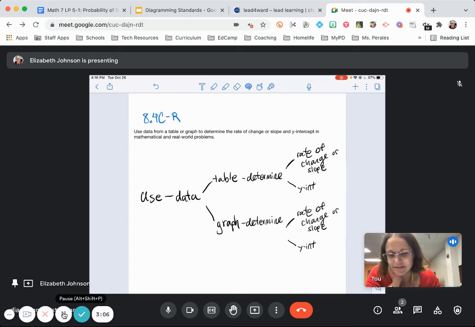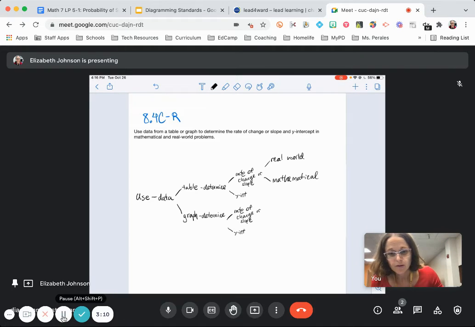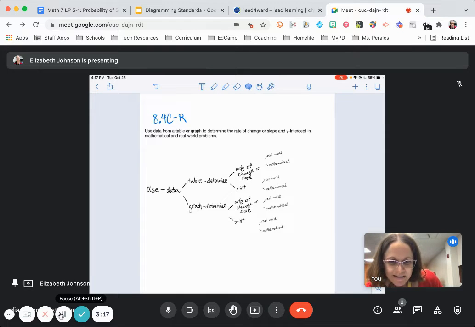So far, I've identified 4 different ways that kids might see this on a test, but there's more. Because really kids could see any of these things in a real world context or a mathematical context. So the way I see it, there's probably about 8 different ways that the kids could see this standard. I personally like to color code. I like to make my nouns green. So they're using data. They're using a table or a graph. They're looking for the rate of change or slope. They're looking for y-intercepts.